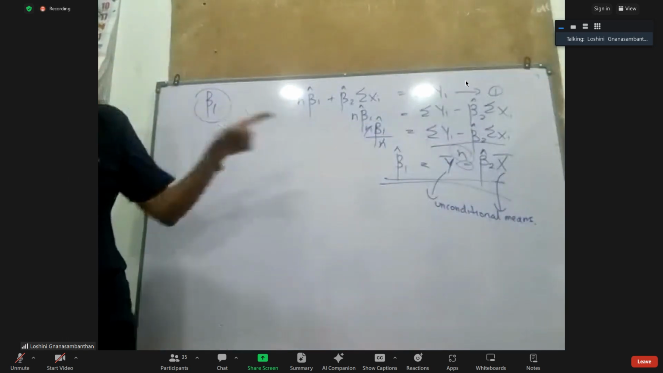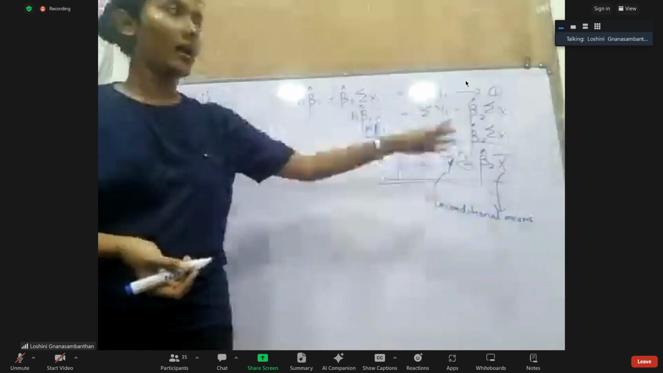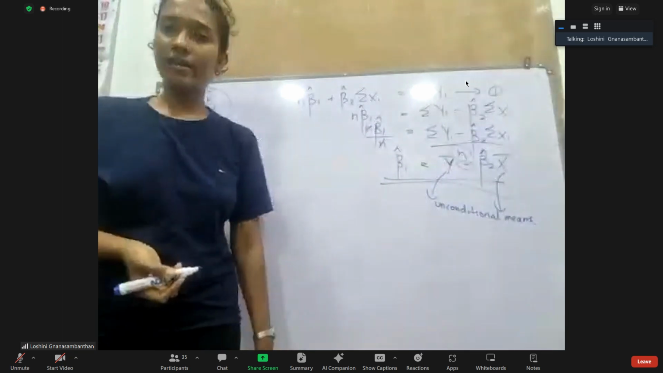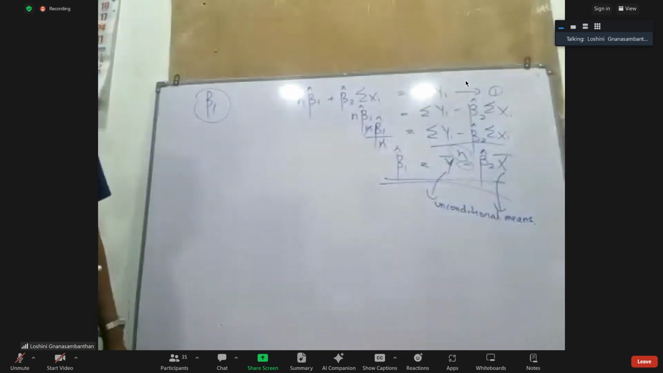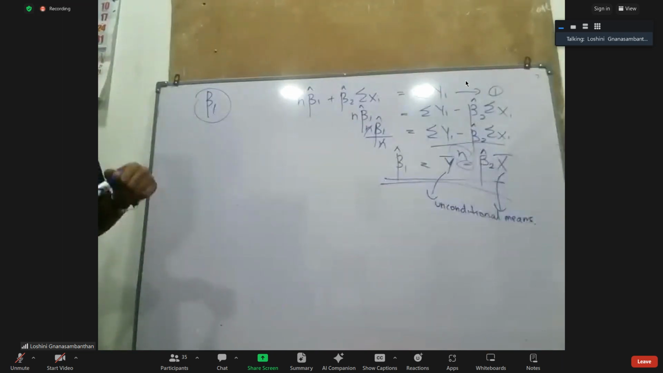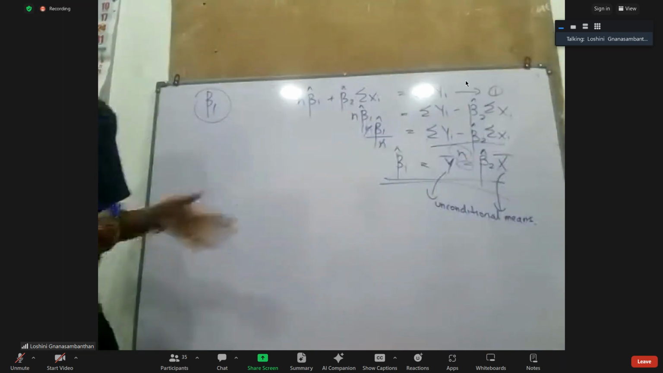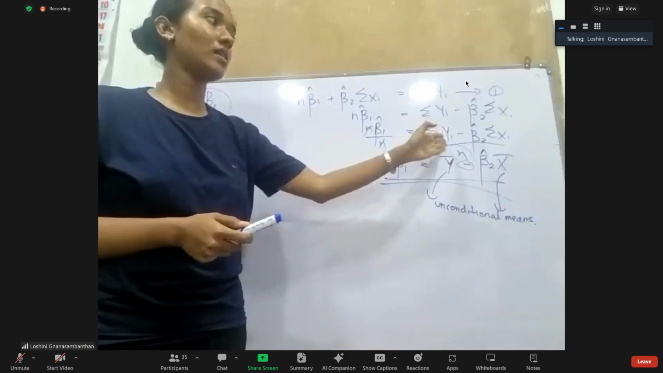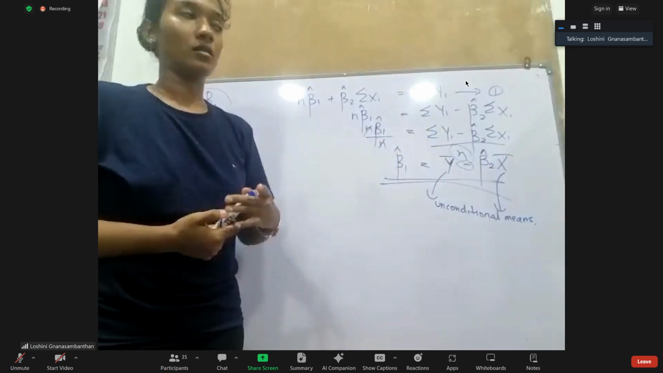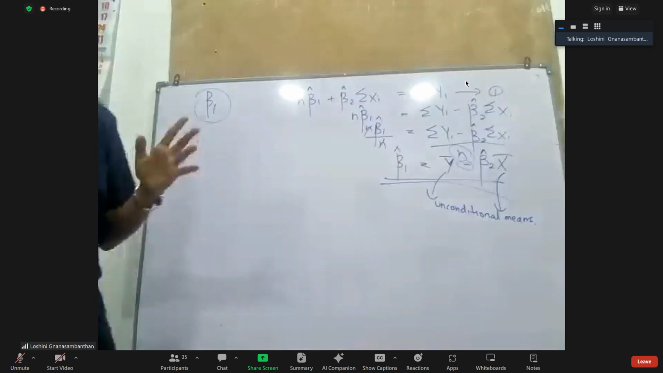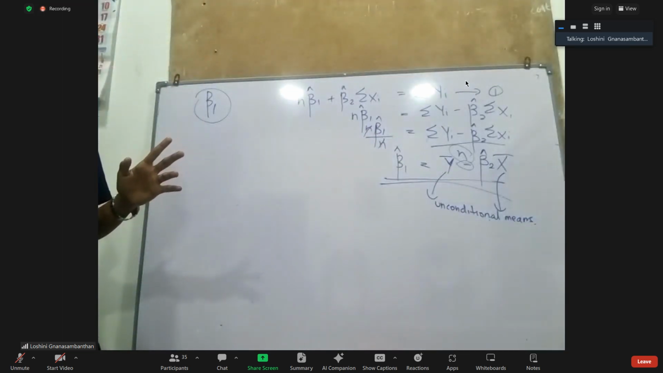Why? Because you are adding all the yi and dividing by n, or you are adding all the xi and dividing by n. But conditional mean is not like that, where for a given x, you calculate the mean of the y. It is not like that. All the actual yi and all the actual xi you add.